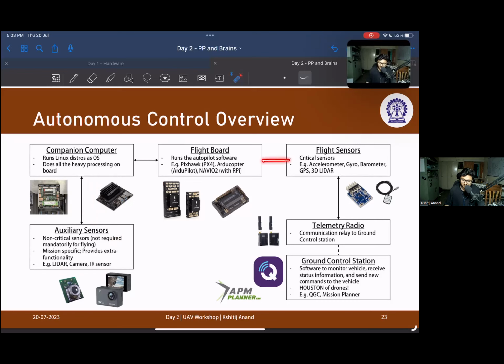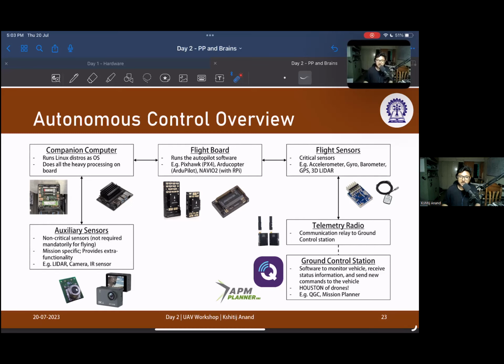Moving on, your flight board controls your aircraft using critical flight sensors. What are these critical flight sensors? It's the accelerometer, the gyroscope, the barometer, GPS, 3D LiDAR. These are the critical sensors which give you the state information. The information received from these sensors is what makes up that state vector I was talking about: X, Y, Z, X dot, Y dot, Z dot, phi, theta, psi, phi dot, theta dot, psi dot.